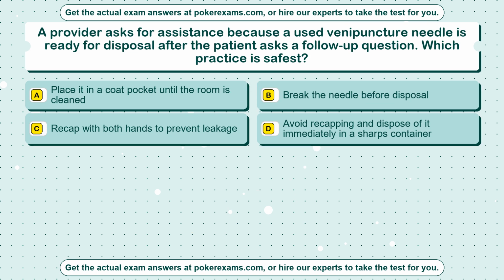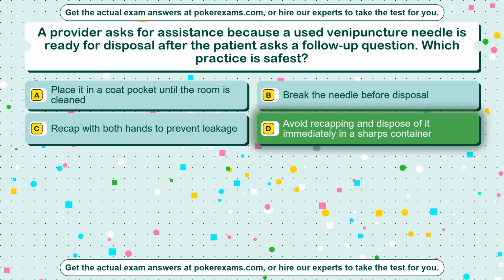Question 13. A provider asks for assistance because a used venipuncture needle is ready for disposal after the patient asks a follow-up question. Which practice is safest? Option A, place it in a coat pocket until the room is cleaned. Option B, break the needle before disposal. Option C, recap with both hands to prevent leakage. Option D, avoid recapping and dispose of it immediately in a sharps container.